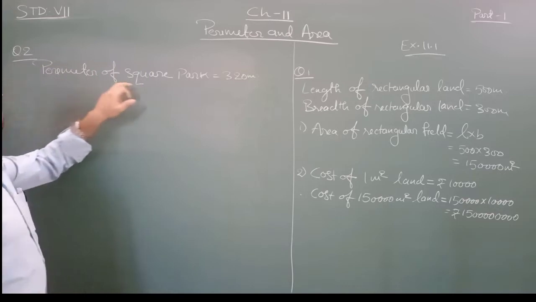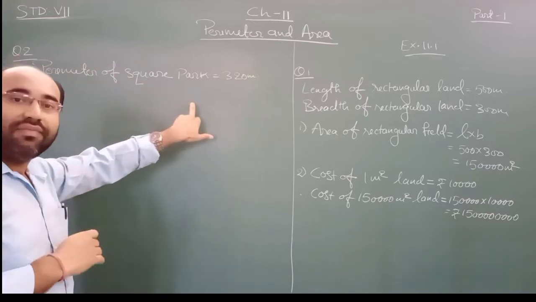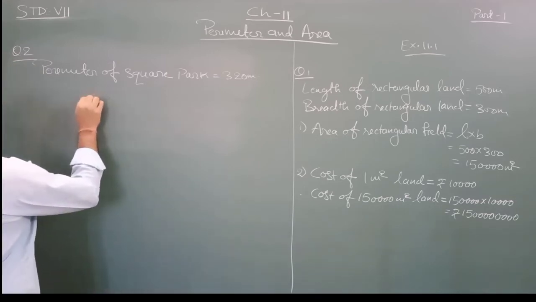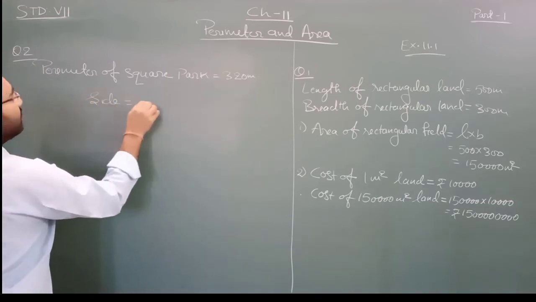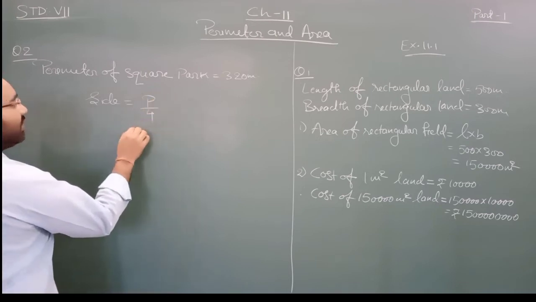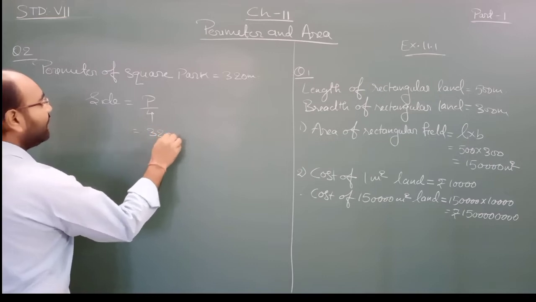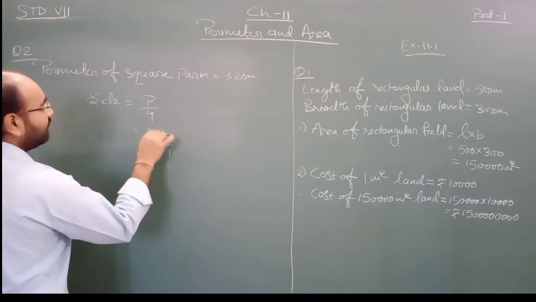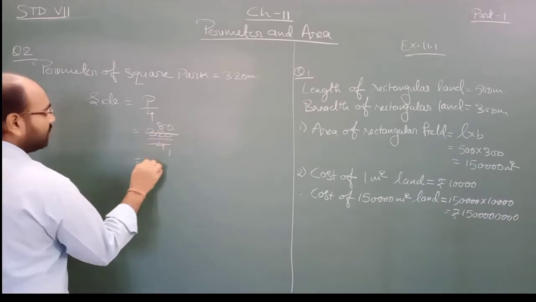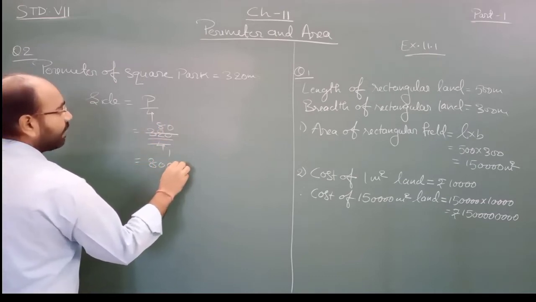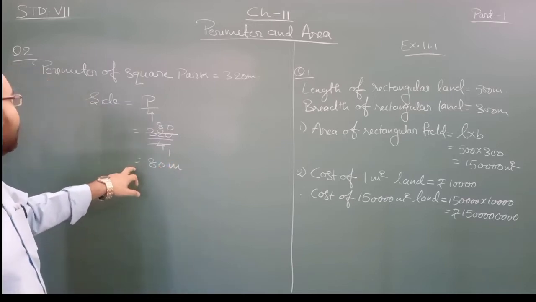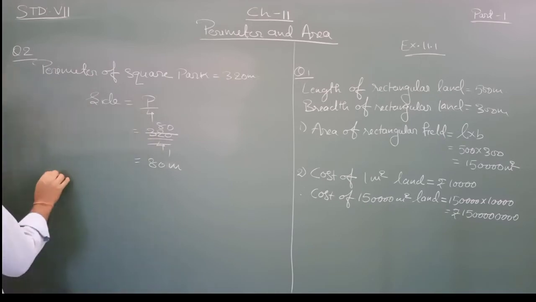So now we are having perimeter, so from that we will find out the side, and then we have to find out the area. So side is equal to what? Perimeter upon 4. Whatever the perimeter is, divide it by 4. So 320 divided by 4. So 4 ones are 4 and 4 eights are 32, 0. So it will be 80 meter. 80 meter is the side of the square park.